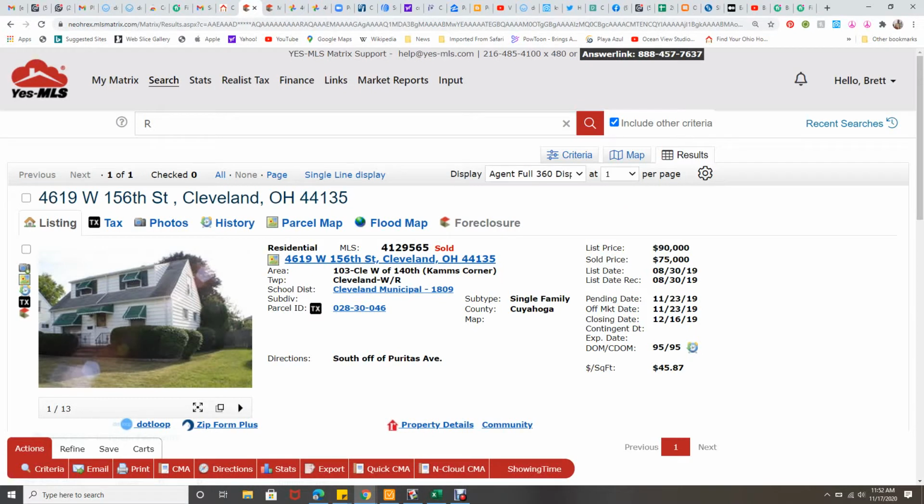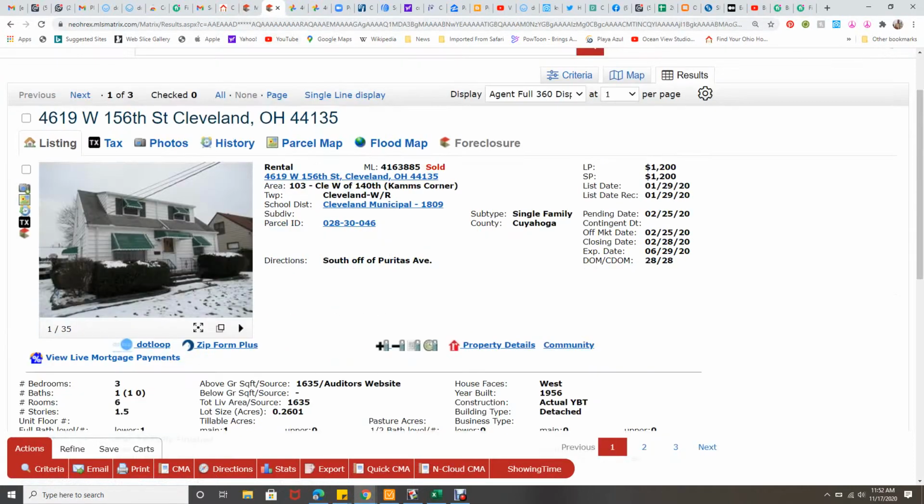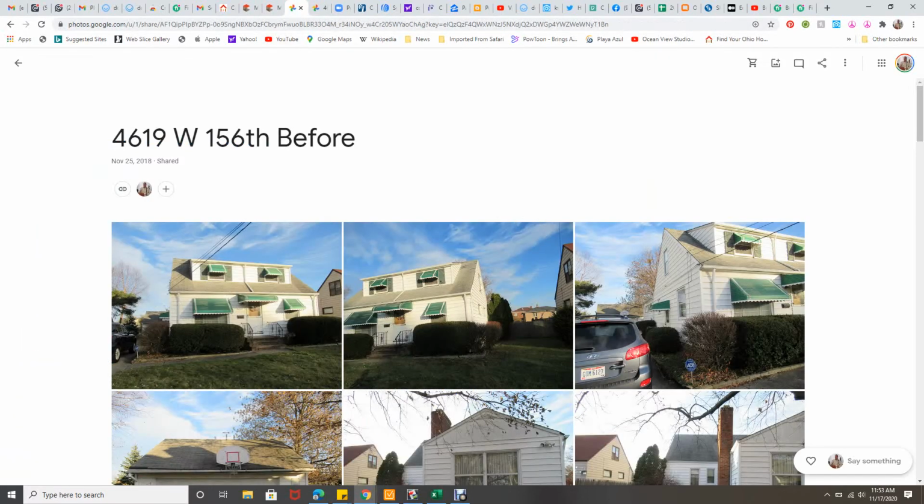So here's another example, 4619 West 156th. As you can see, we purchased it last year for $75,000. Good luck getting it for that now. Look how long the days on the market. That's amazing. But if you look at 4619, when we rented it, it took us 28 days after we were done with construction, and we rented it for $1,200. That was what the quoted price was. And what we did to the property was amazing.